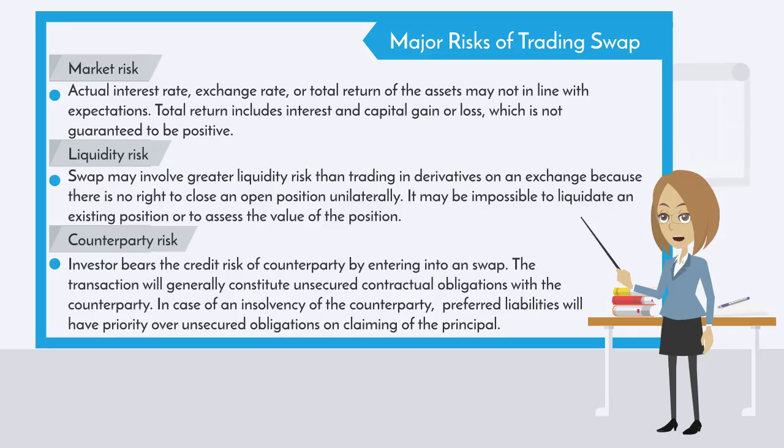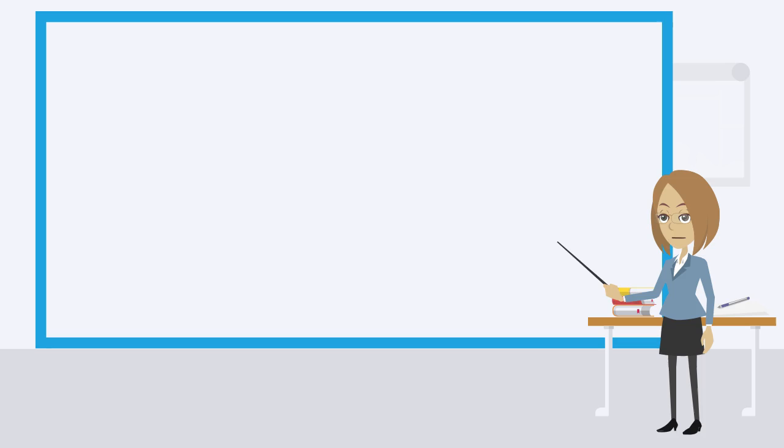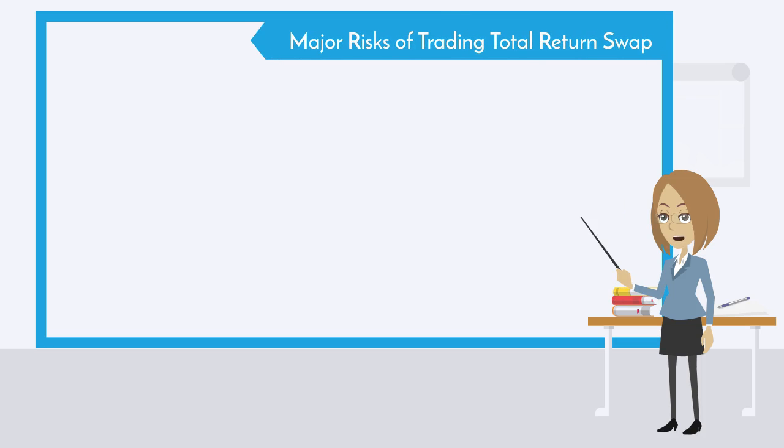Thirdly, the investor bears the credit risk of the counterparty by entering into a swap. The transaction will generally constitute unsecured contractual obligations with the counterparty. In case of an insolvency of the counterparty, preferred liabilities will have priority over unsecured obligations on claiming of the principal. If investors invest in total return swaps, they should also pay attention to the following additional risks.